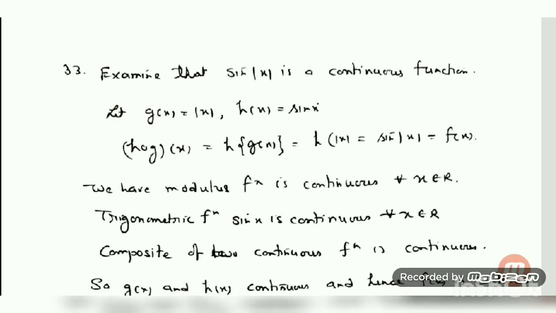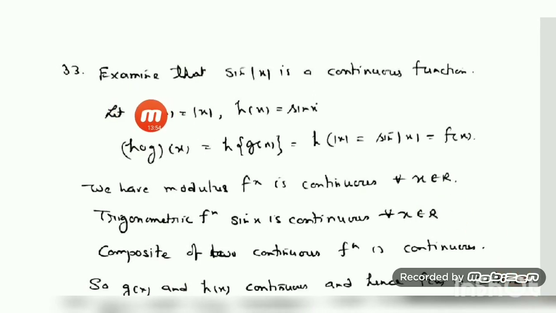So your question number 33 is: examine whether sine of modulus of x is a continuous function. You see, this is again similar to the previous question. It is a combination of trigonometric function and modulus function. As earlier, I have named here g(x) equal to modulus of x and h(x) equal to sine x. You can give your own names also. So let us find h of g of x. It is equal to h of g(x). Substitute the g(x) value, that is mod x. H of mod x. What is h of mod x? Sine of modulus of x, which is your f(x).